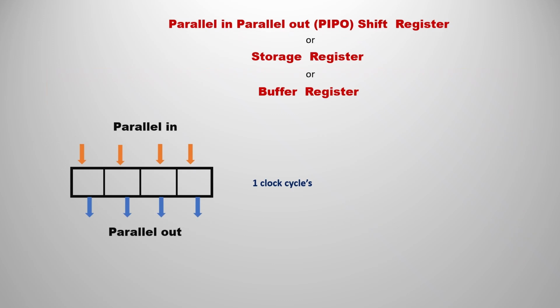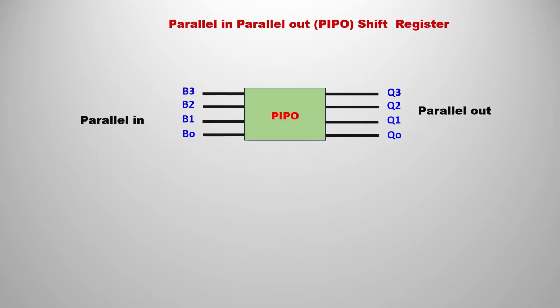And one more thing, this PIPO shift register is also known as a storage register or buffer register, because it will directly store the parallel input and produce the parallel output in one clock cycle. Compared to the remaining three types, it is very easy. It's just passing inputs and getting the outputs. That's it. If you consider the block diagram, this is the block diagram of the PIPO shift register. So totally you have four inputs. The same four inputs will be reflected as the four outputs on the parallel side, that is parallel output.